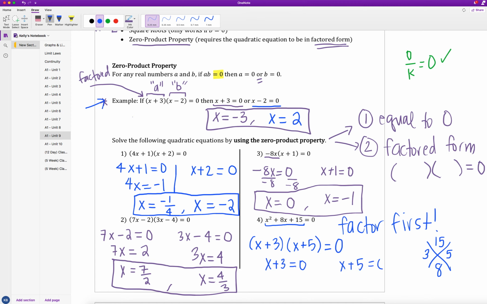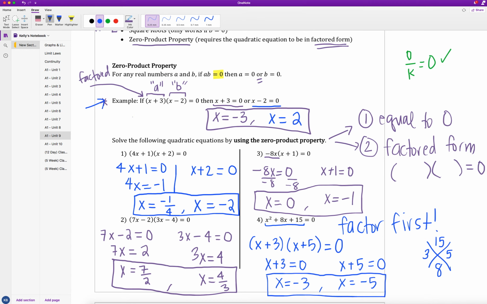So we get x plus 3 equals 0 and x plus 5 equals 0. To solve each one of these, to isolate x, in the first one I'm going to subtract 3, and then in the second one I'm going to subtract 5. So the two answers we end up getting are x equals -3 and x equals -5.